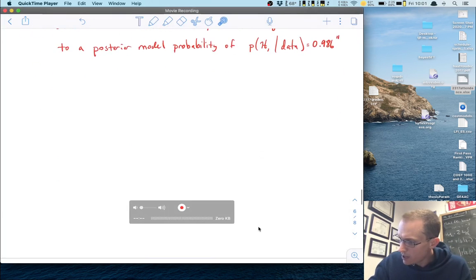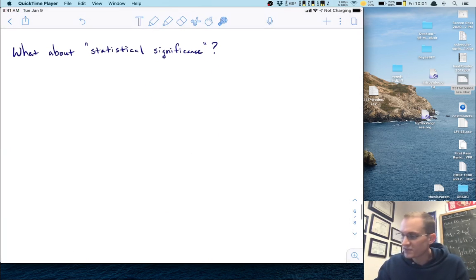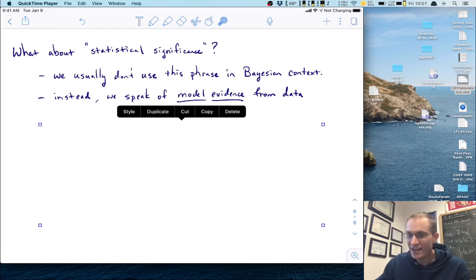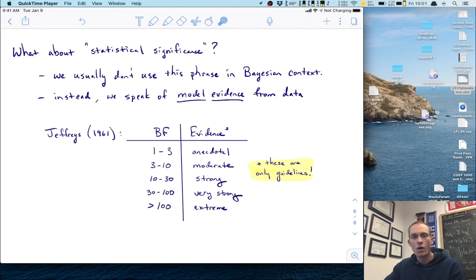Okay, so let's finish up here. Just a couple things that I want to mention. What about this notion of statistical significance? So all along the course so far, we've used that phrase quite a bit. Well, we usually don't use this phrase in a Bayesian context. Instead, we speak of model evidence from the data. And in terms of what is sufficient model evidence, there are guidelines for this. Some of the most popular go back to Jeffreys in the 60s, who proposed this scheme. So if you get a Bayes factor between 1 and 3, we tend to think of this as anecdotal evidence. 3 to 10 gets us up to moderate, 10 to 30 strong, 30 to 100 very strong, and beyond 100 maybe we would say extreme.